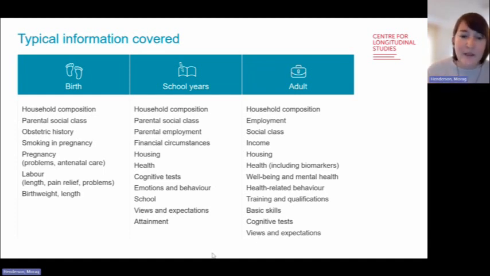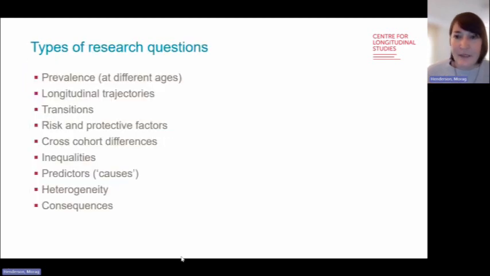So you can bear that in mind as we go through the contents of the sweeps. And so the sort of types of research questions that our data may help you answer on the topic of care, a very broad topic, are these types of things: prevalence, so what proportion of people are exposed to a particular thing at a particular age. You can track longitudinal trajectories, individuals going in and out of an exposure, and a life course approach. You can look at transitions, changes over time.